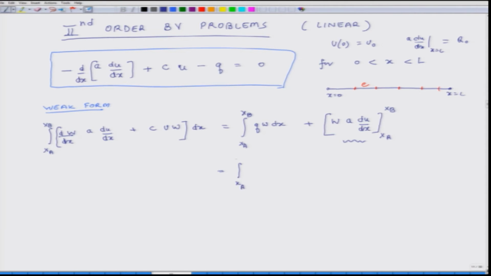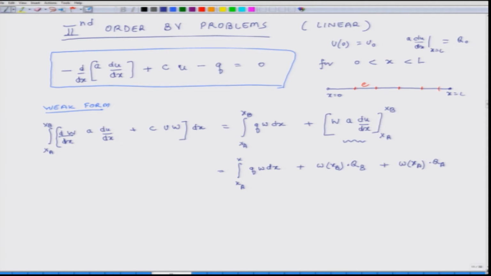So, this is my xa to xb. I am just rewriting the right hand side of this equation again, and then I have a term w which is evaluated at location xb times qb, which is the value of a du over dx evaluated at x is equal to b. And here note this, the other term also has a positive sign, and I will explain that in a moment, and that is w evaluated at xa times qa.